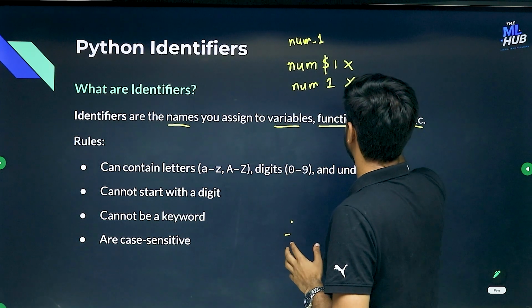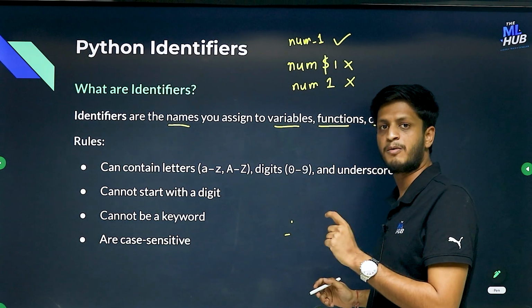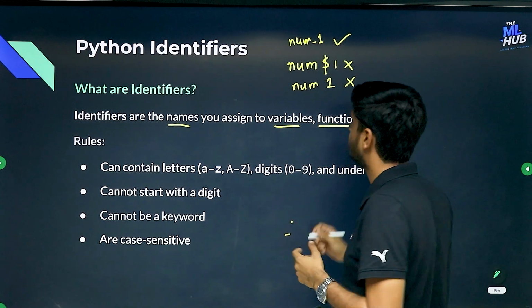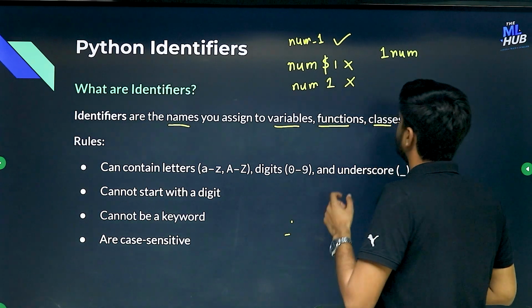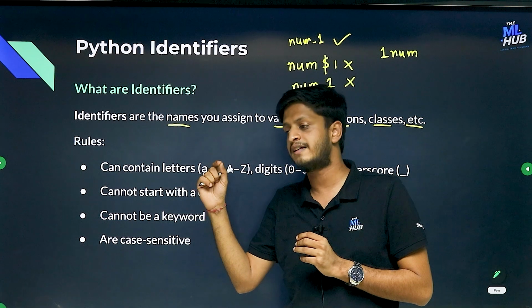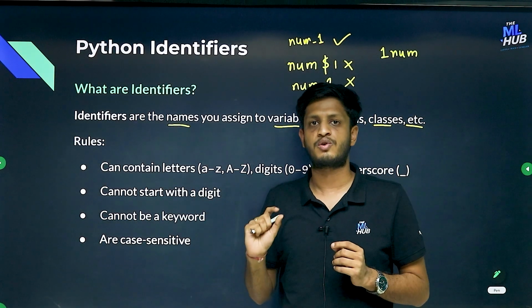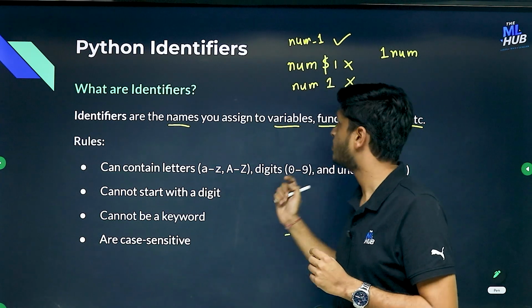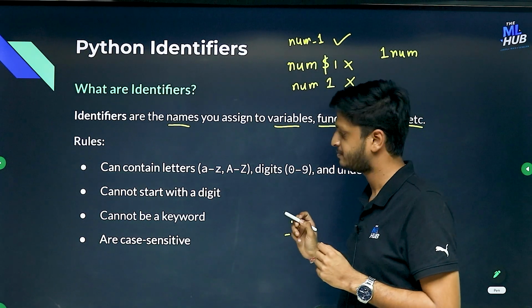Okay. Second, they cannot start with a digit. So this is not allowed. This is not allowed. This is allowed. You cannot have an identifier or name of a variable starting with a digit. So you cannot name it like 1num. Digits can be present, but they cannot be present as the starting character. It should only start with a character or an underscore. Okay? You cannot start a variable name or any identifier with a digit.